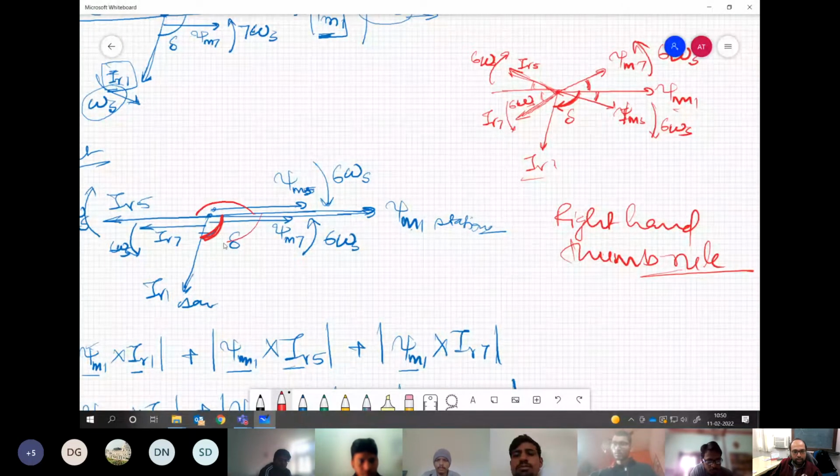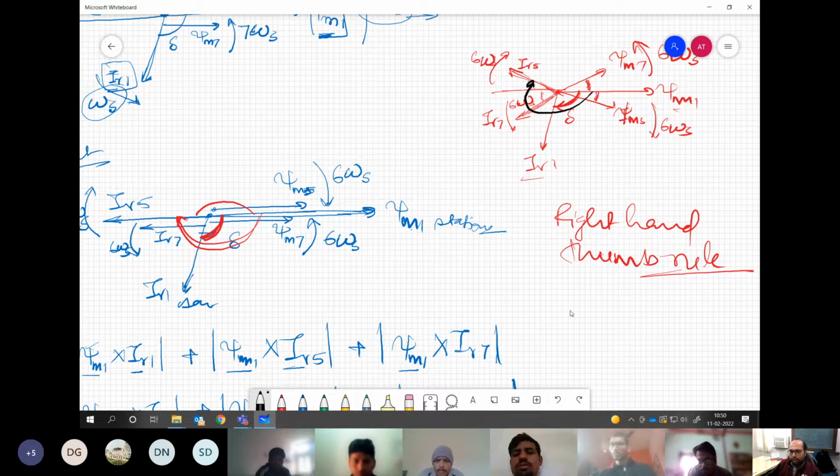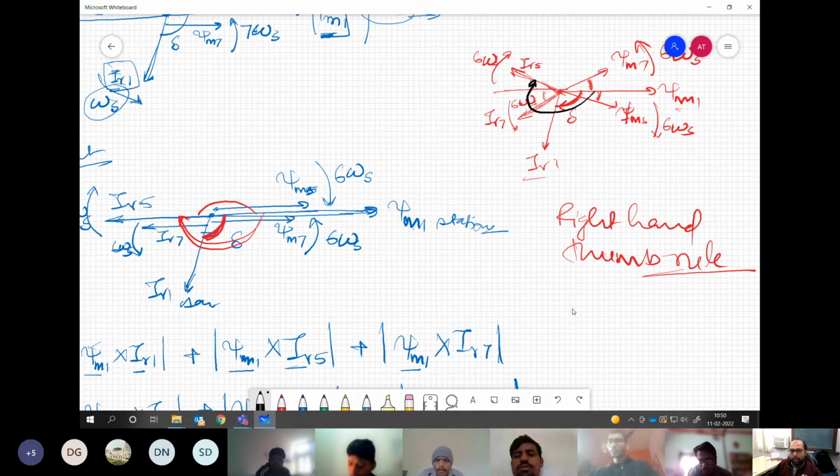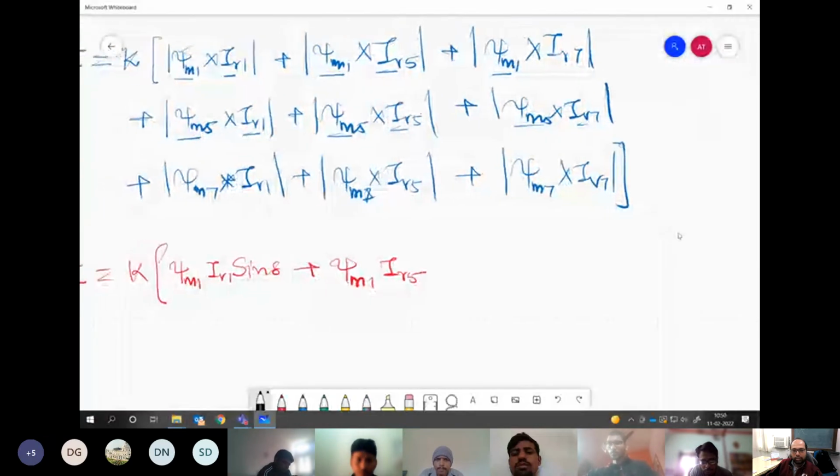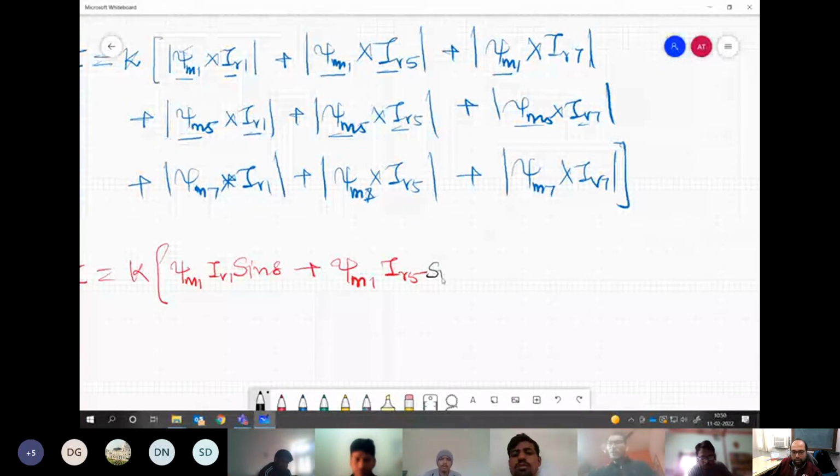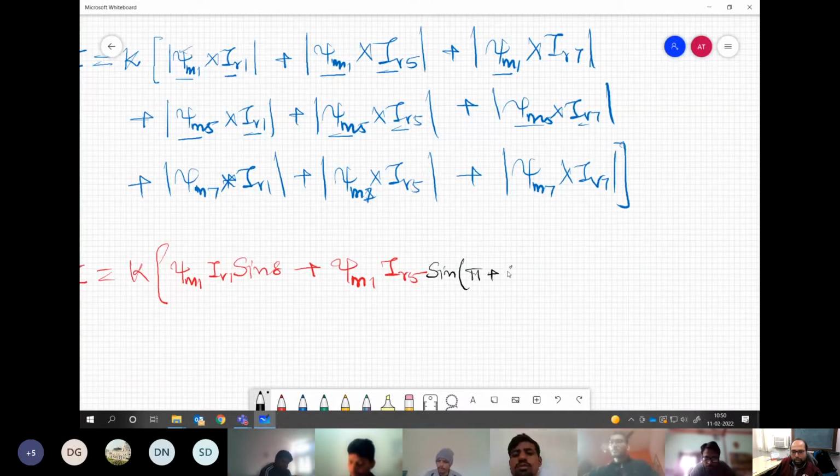See, it was pi, correct? Or you take like this, it was pi. Now it has moved to pi plus 6 omega t. If I draw with black color from here to here, it has moved pi plus 6 omega t, right? It is rotating with 6 omega. So after t time, the angle will become pi plus 6 omega t. So here I can write sine pi plus 6 omega t.